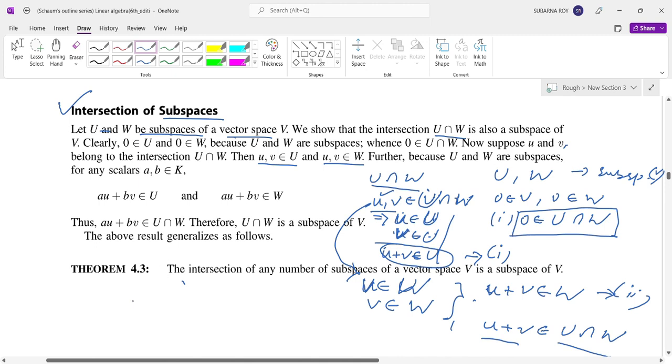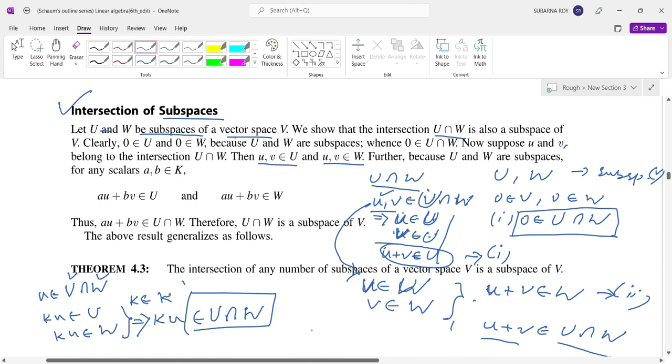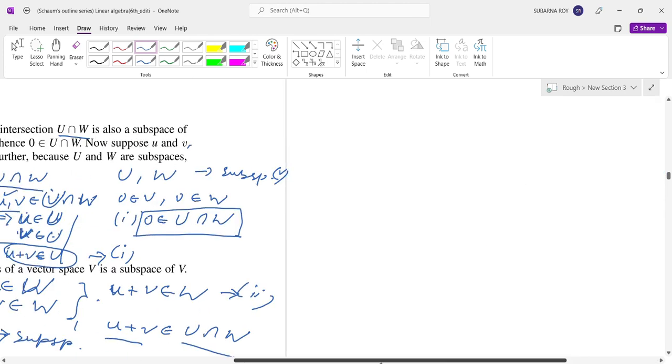One property remains: if we take a scalar k in K, then ku will be in U intersection W. If u belongs to U intersection W, then u is in both U and W, so ku belongs to U and ku belongs to W. This implies that ku belongs to the intersection. Therefore we say U intersection W is a subspace.